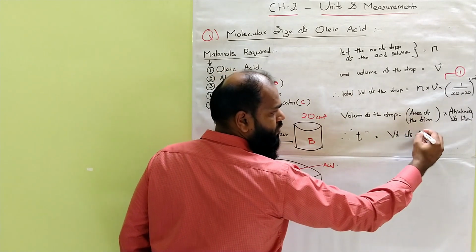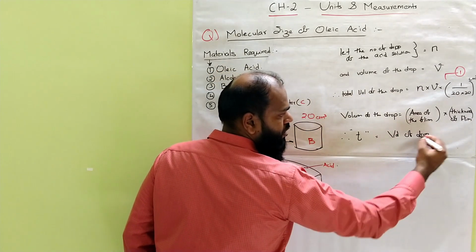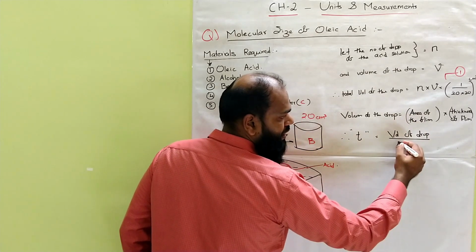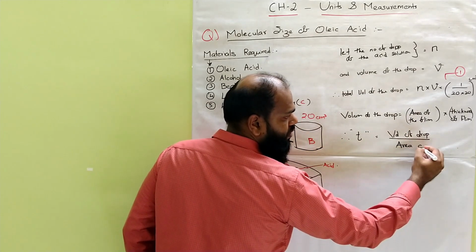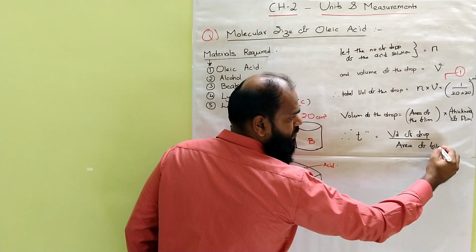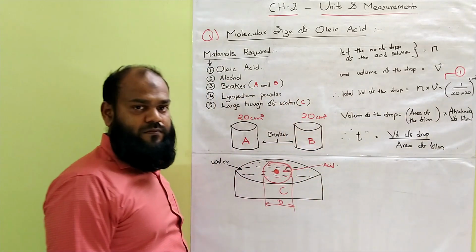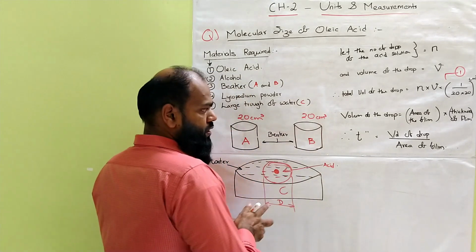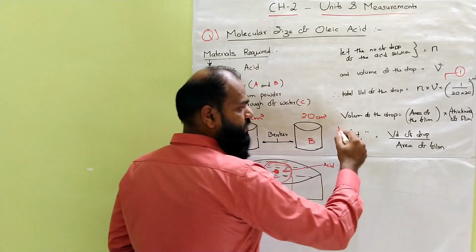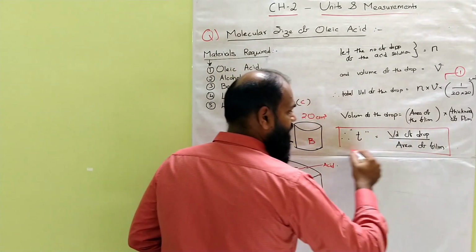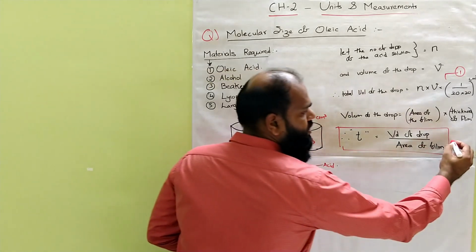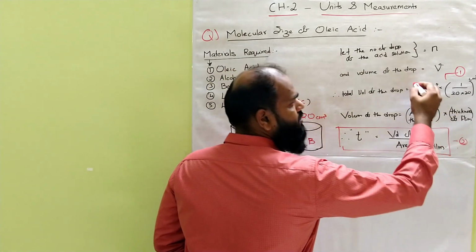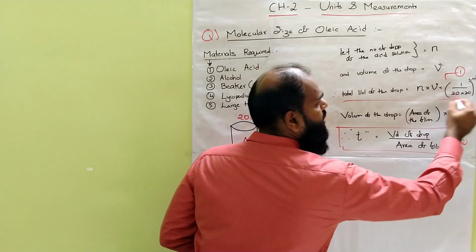Volume of drop divided by area of film. So this is one of the formulas by which we can find the thickness of the oleic acid. And let me mark this as equation 2. And the previous one is equation 1.